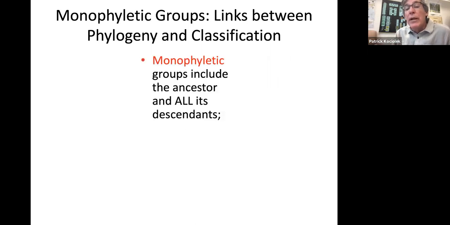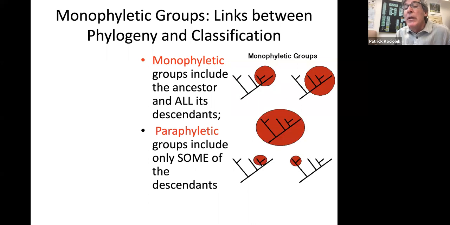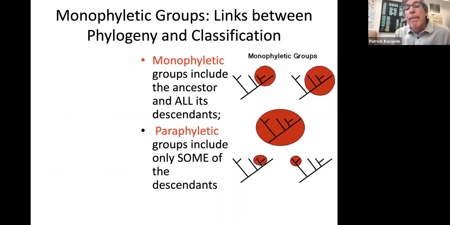And I want to identify that the groups that we're going to identify are monophyletic groups, those that have an ancestor and all of its descendants, and not paraphyletic groups that include an ancestor and some of its descendants. So we're trying to get a classification system that reflects the evolutionary history of lineages and recognize those as units that deserve names.